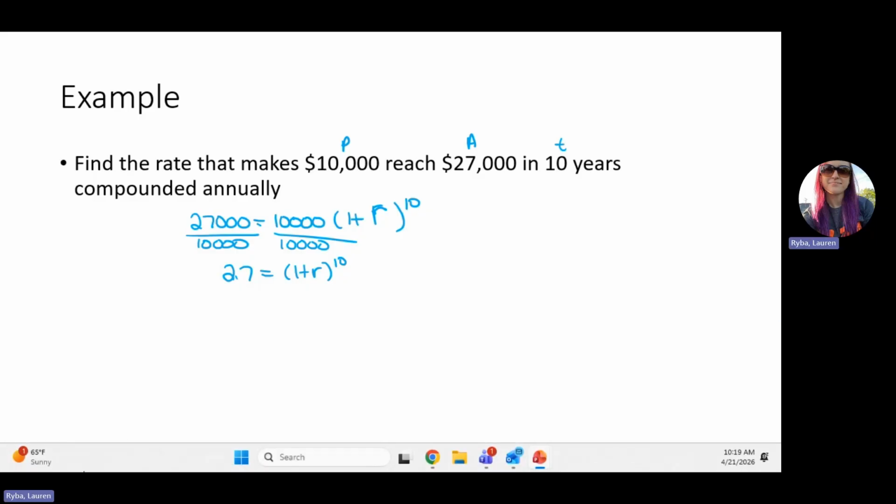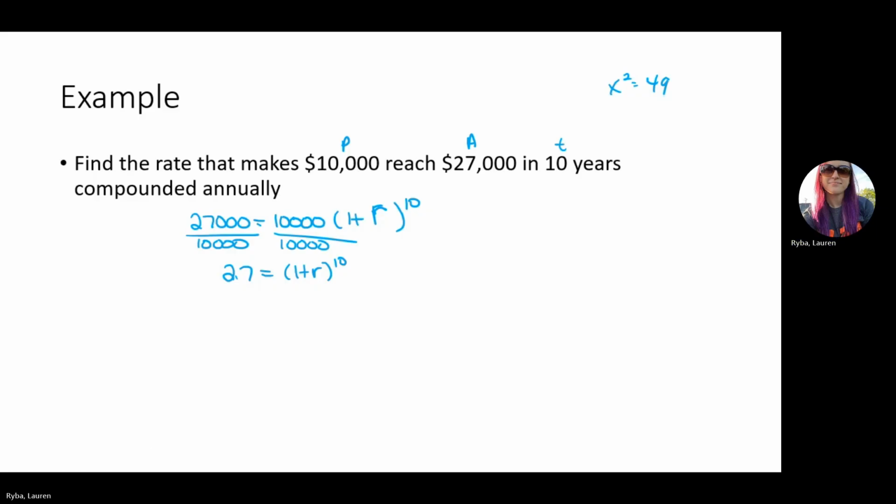How do I get rid of that exponent of 10? I undo a power with a what? If this was like x squared equals 49, how would you undo the power 2? We don't remember? Roots?